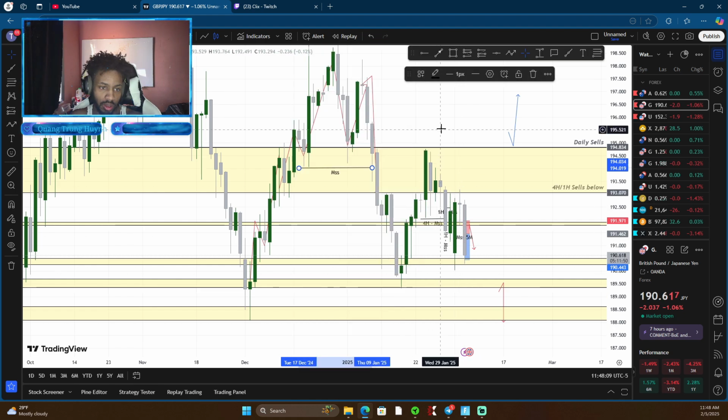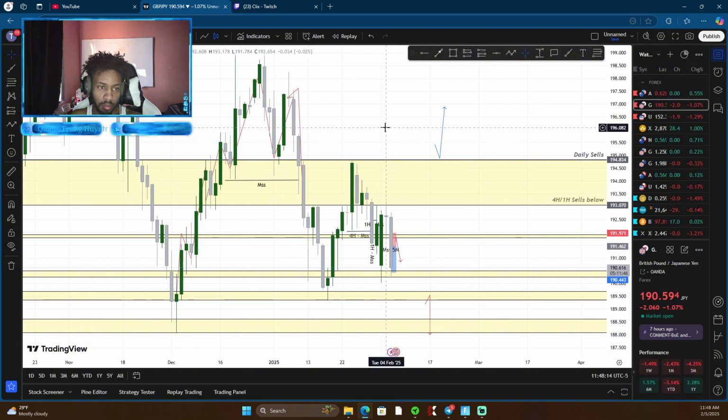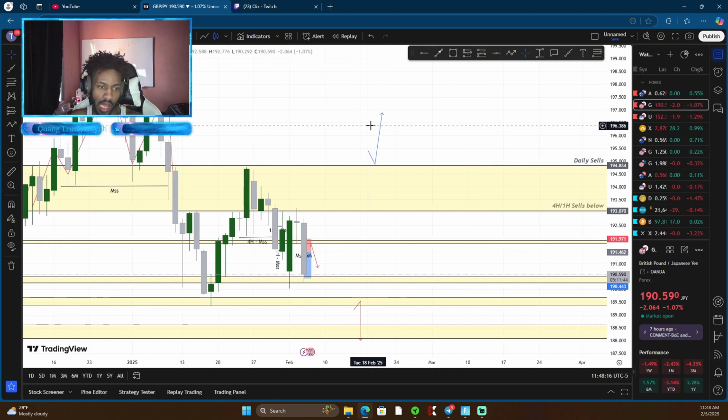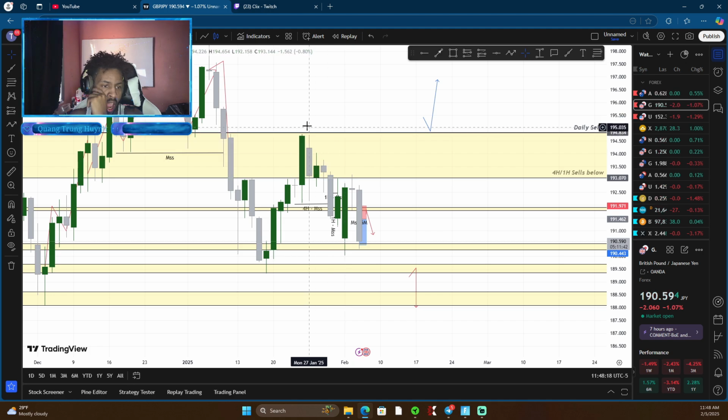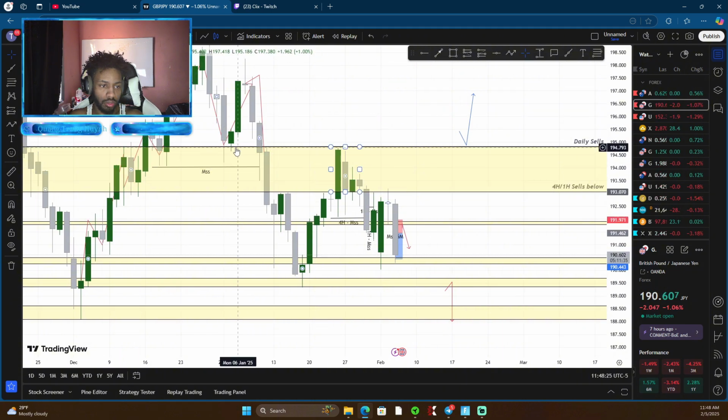So my daily is bearish. Inside this daily bearish area, I was looking at it like my daily created this lower low, potential lower high. Price started to push back down, rejecting off of this level right over here. So I decided to go daily sells below this area.